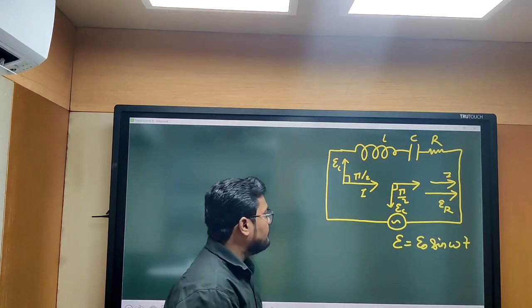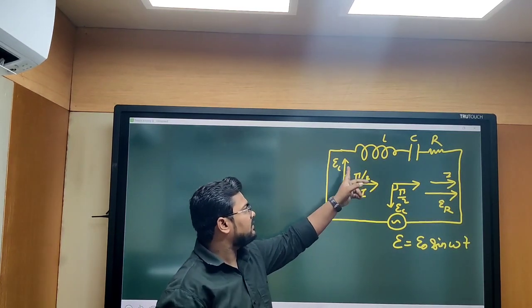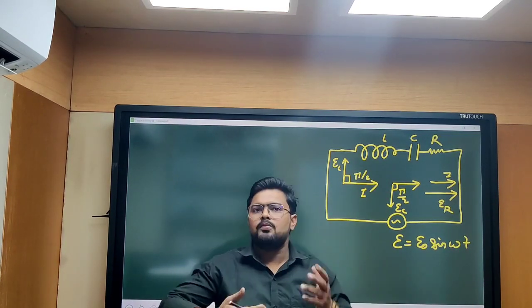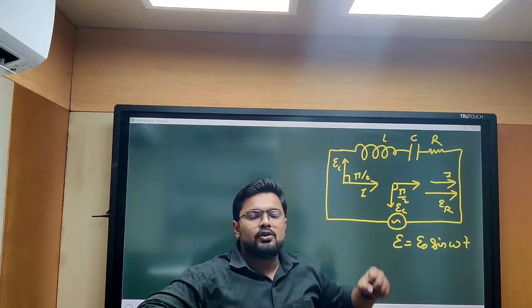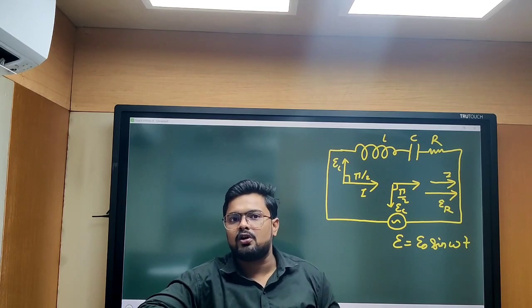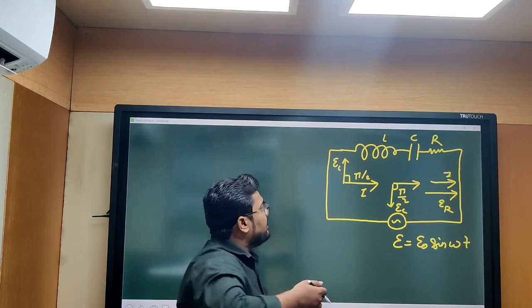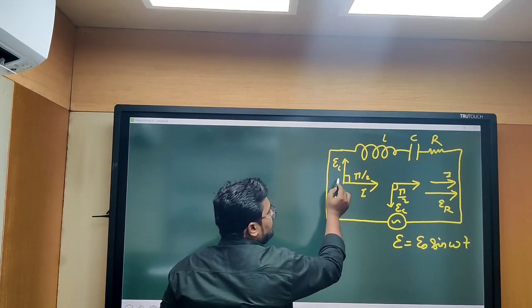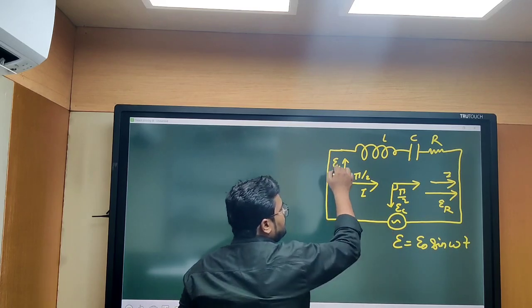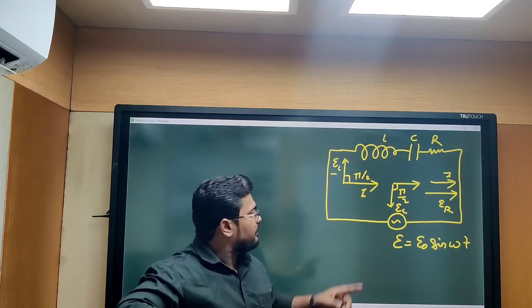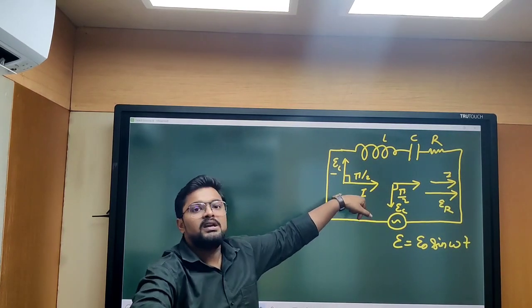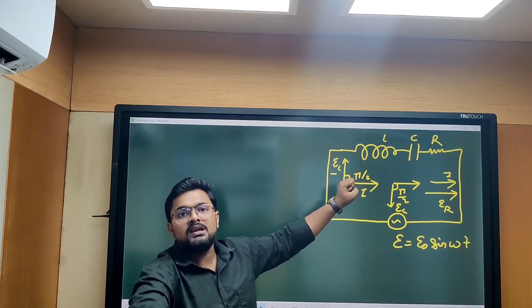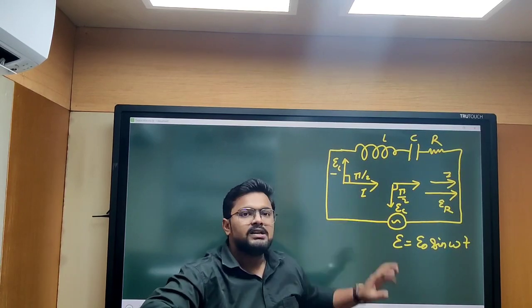Okay, now if someone asks you how much phase difference there is between the EMF across the inductor and the EMF across the capacitor, then you will say that EL and EC are just opposite to each other. If we observe them along the current, then the phase will be pi. So the phase difference will be pi between EL and EC.